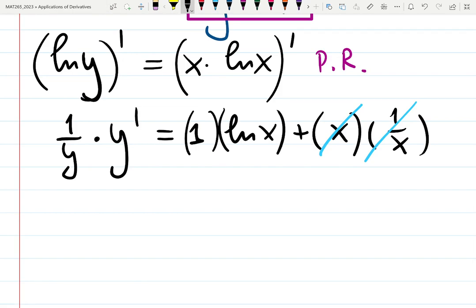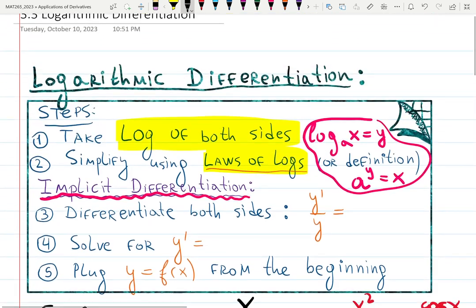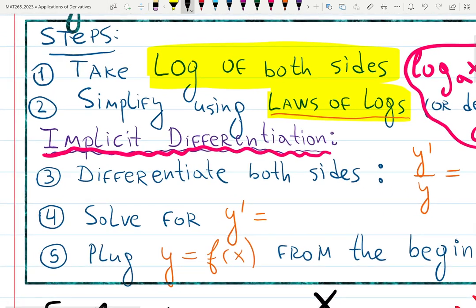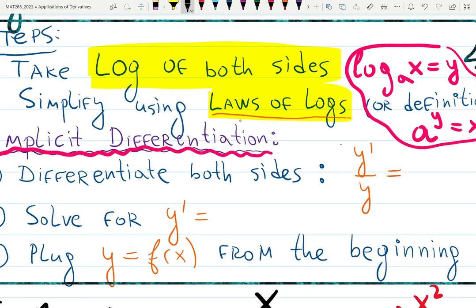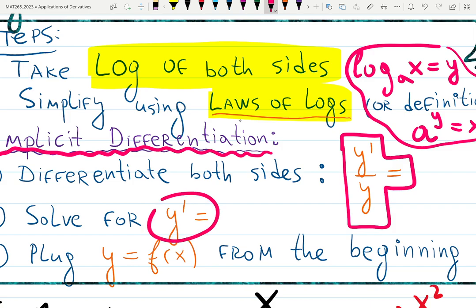Now, let me show you my steps again. We're doing implicit differentiation. Differentiate both sides. And you are going to get this picture, y prime over y. Did we get it? Stare at your notes. Do we have y prime over y? That will be always the same. Why? Because ln of y gives you 1 over y times y prime. Solve for y prime, have the answer.